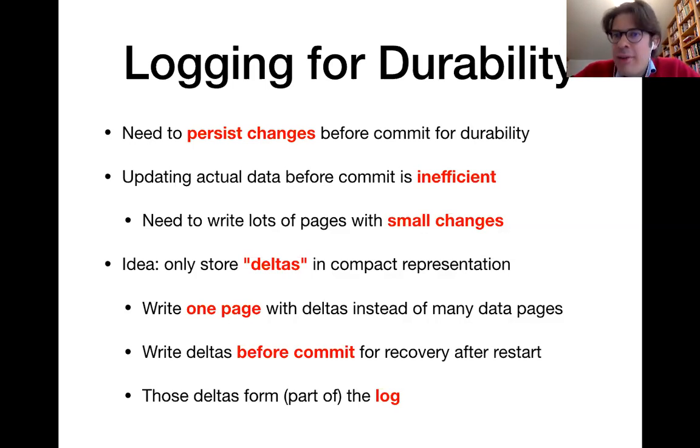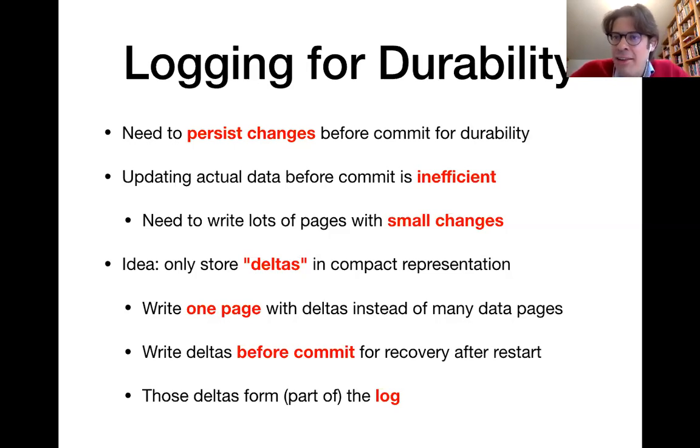Now, if we want to guarantee durability, it generally means that we have to make changes of a transaction persistent before the transaction commits, because durability means that after the transaction commits, it is guaranteed to stay in the system even if there is a crash. And very clearly, since everything in volatile memory is lost during a crash, we must make changes persistent on hard disk before we allow a transaction to commit.